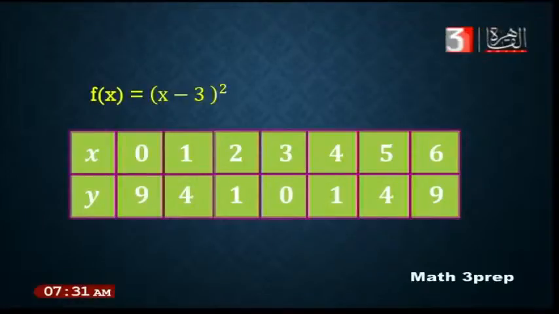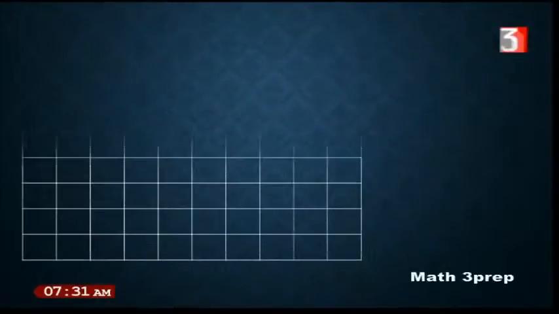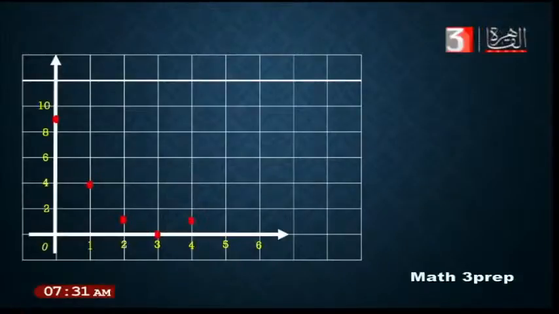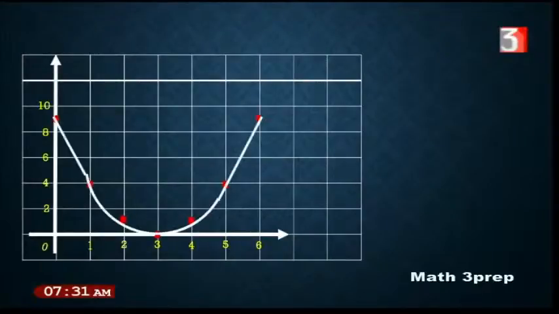Then can you represent graphically such a table? Of course, yes. How? By plotting the x-axis and the y-axis. Then plotting the points (0, 9), (1, 4), (2, 1), (3, 0), (4, 1), (5, 4), and finally (6, 9). Then plotting the curve, it will be represented as that in front of you.